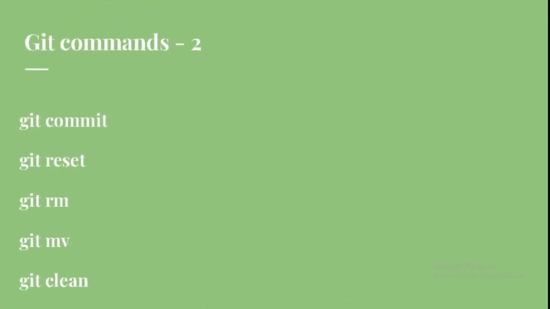Git commit, again as I told you, is to commit our changes or staged code into the final commit. Git reset is to go back one commit, or whatever number of commits we want to go back. Git rm, git mv, git clean. Git clean is for when some pages are showing as untracked. Git rm, as the name suggests, is to remove some pages. Git mv is to move some pages.